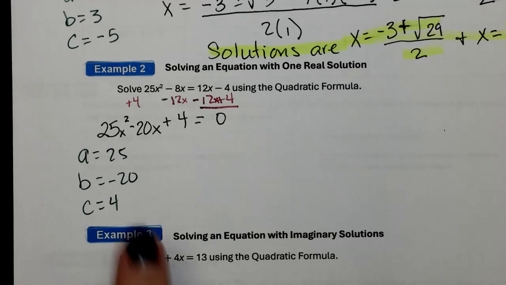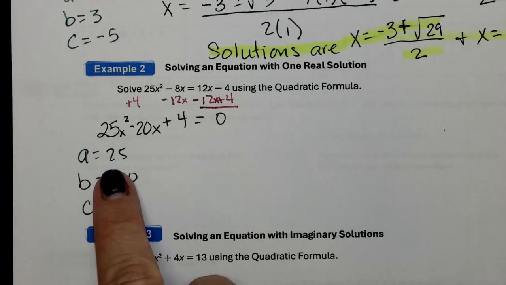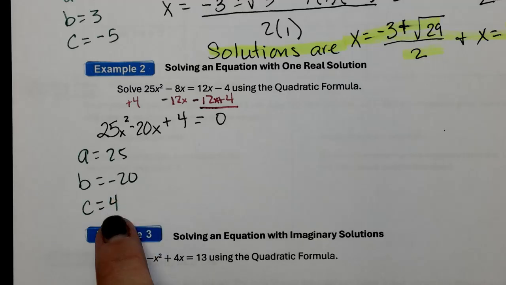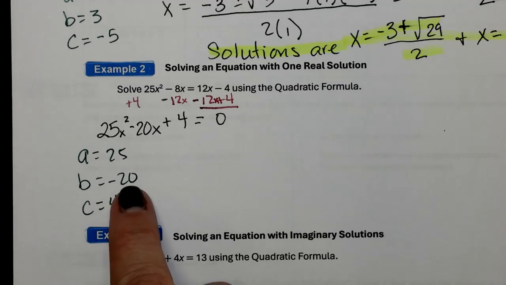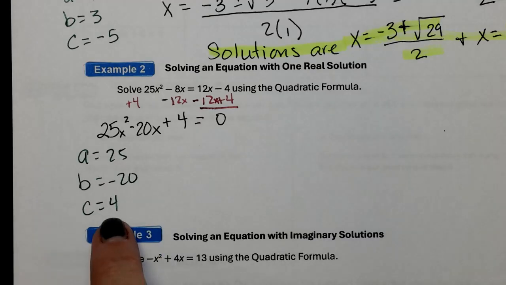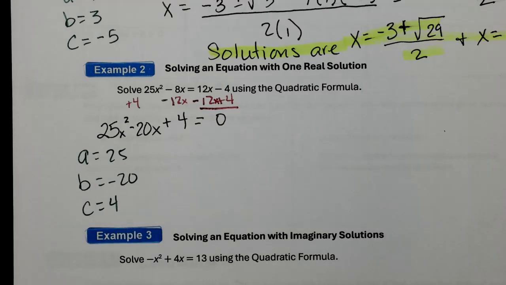To give this a try. Your A value is 25, your B value is negative 20, and your C value is 4. I hope that when you squared this, you remembered to square the negative as well. So if you got different ABC values and you did not try to put them into the quadratic formula, please pause now and give that a try.